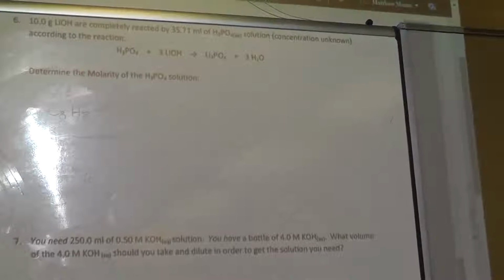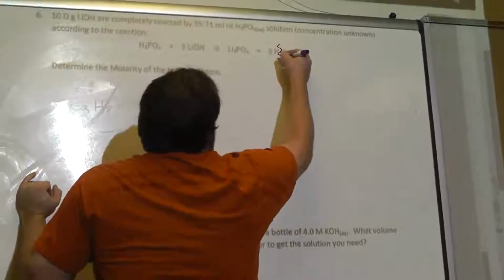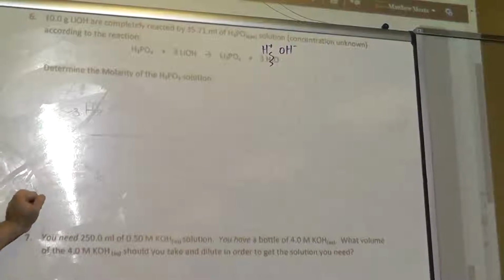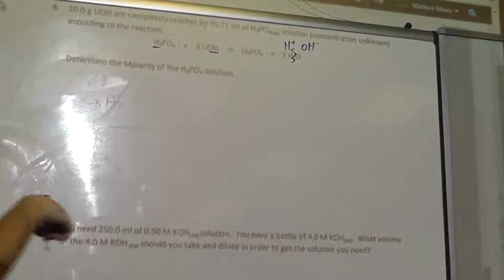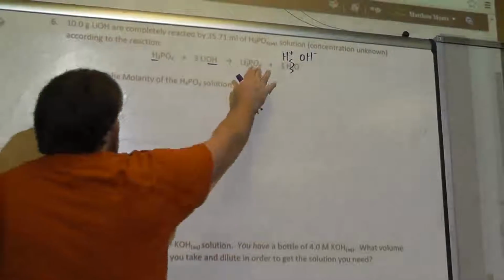So we're starting off with 10 grams of lithium hydroxide, and we're told it's completely reacted by 35.71 milliliters of phosphoric acid. And we don't know the concentration for that phosphoric acid. Don't assume this is balanced. Water has to be broken apart into hydrogens and hydroxides to balance, because that's what originally made it. So then you balance with hydrogens and hydroxides. Don't try to balance elemental hydrogen and elemental oxygen. It won't work. Okay? You're going to come out, and this guy right here is going to throw you off every single time.